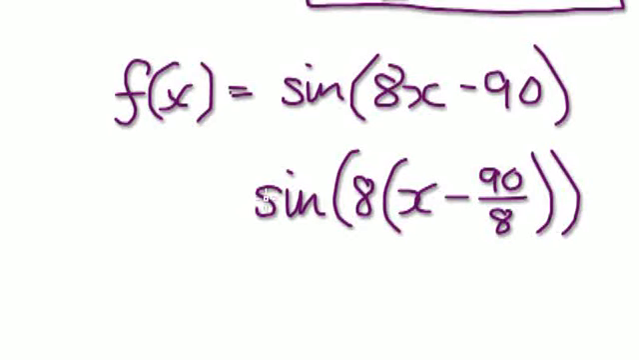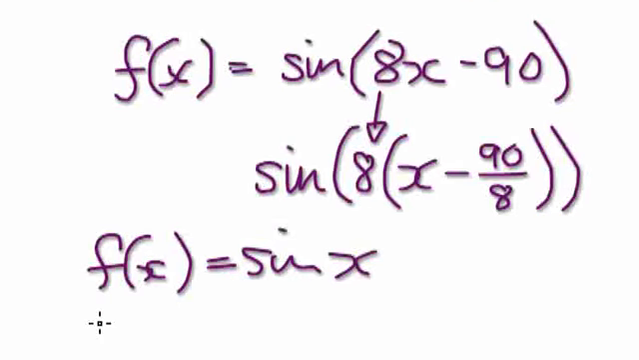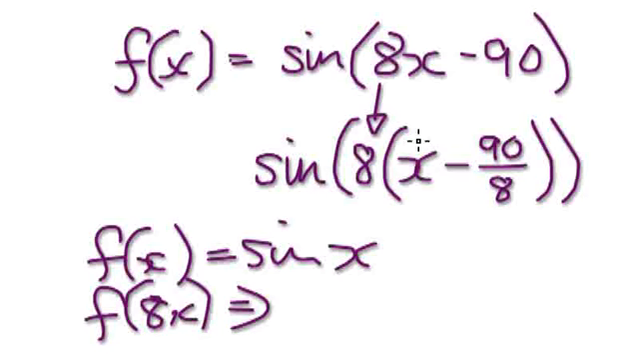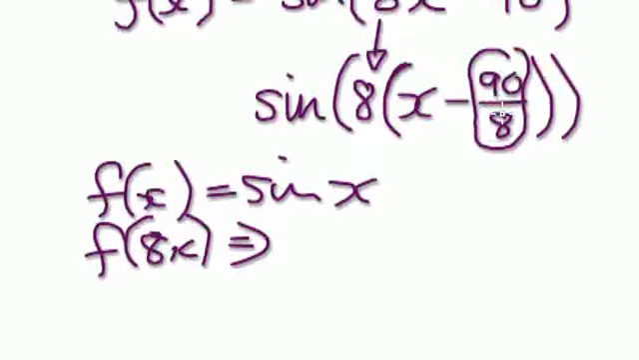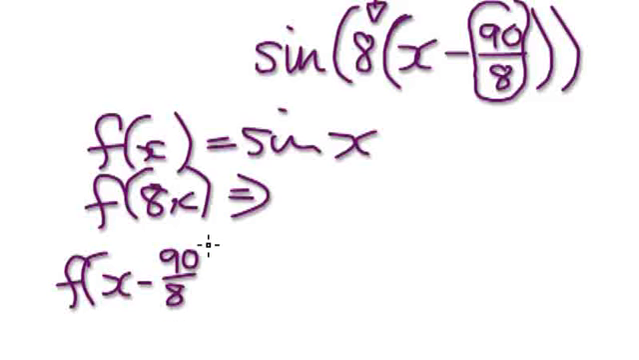By writing it like this, you can first start out with your sine of x, and then by looking at this, you can transform it to f of 8x. So you know you're going to squeeze it. And then because you've written it in this form here, you can see that you shift it across by this amount here. So you can then apply this transformation here, x minus 90 over 8. That means you shift it across to the right by this amount here, which is 10 point something.